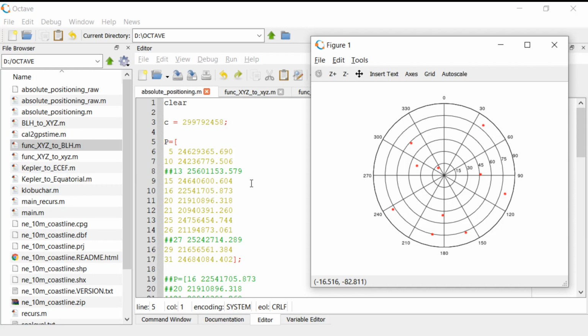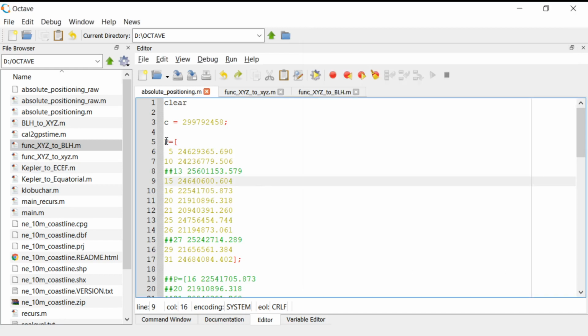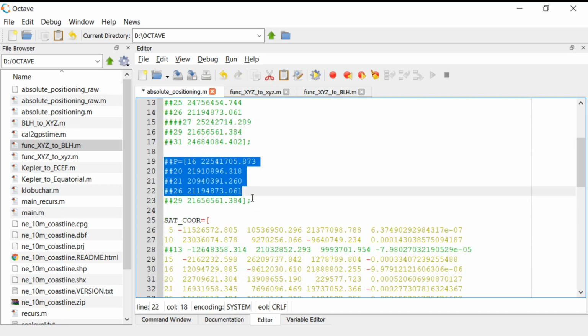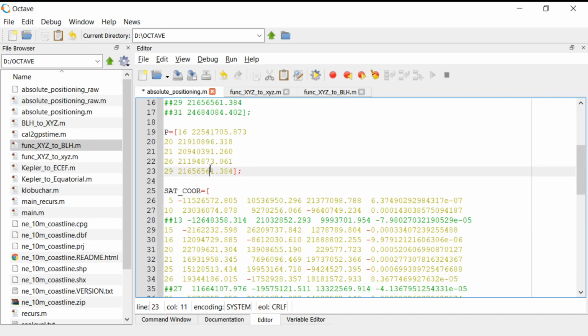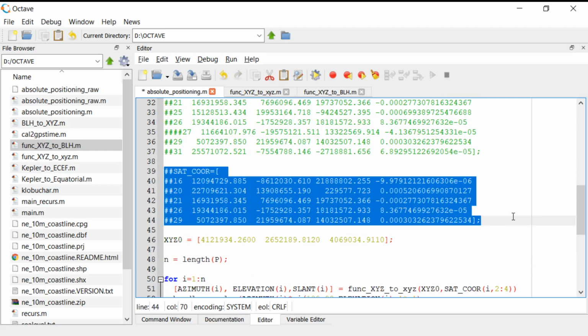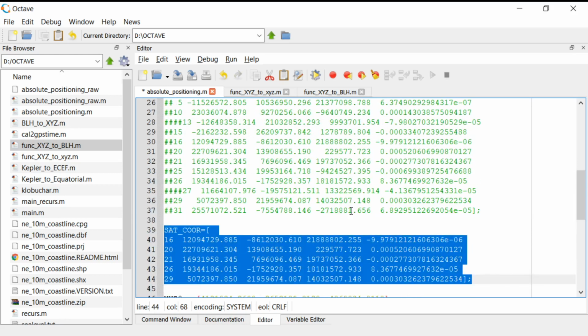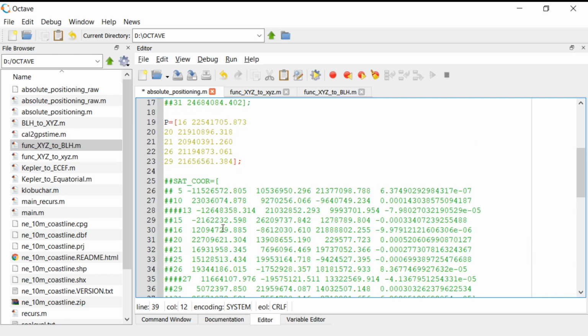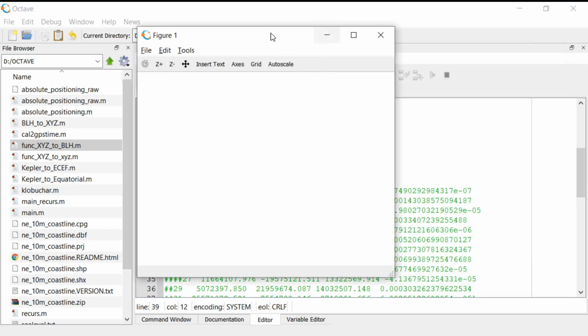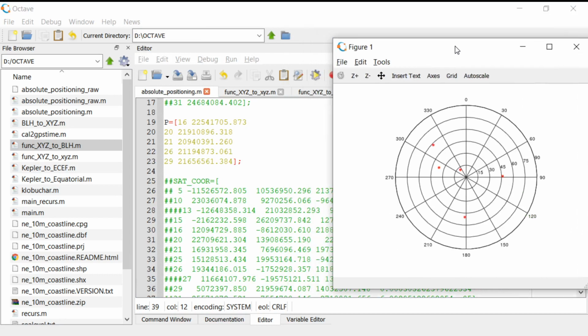The problem in our previous setting was that the data could not be read by Octave. That's why I wrote a new observation matrix and also a new coordinate matrix. I am commenting out these satellite coordinates, and I will use the new satellite coordinates. So 5 satellites will be used in this case. Let's have a look. You see, we have fewer satellites here.